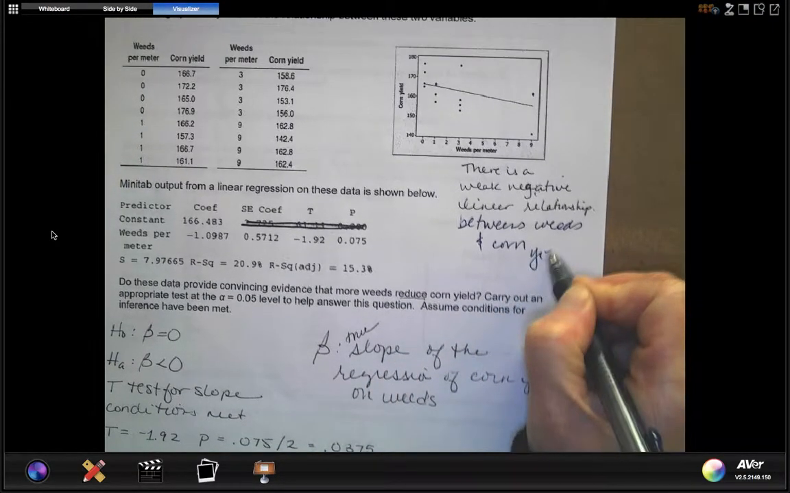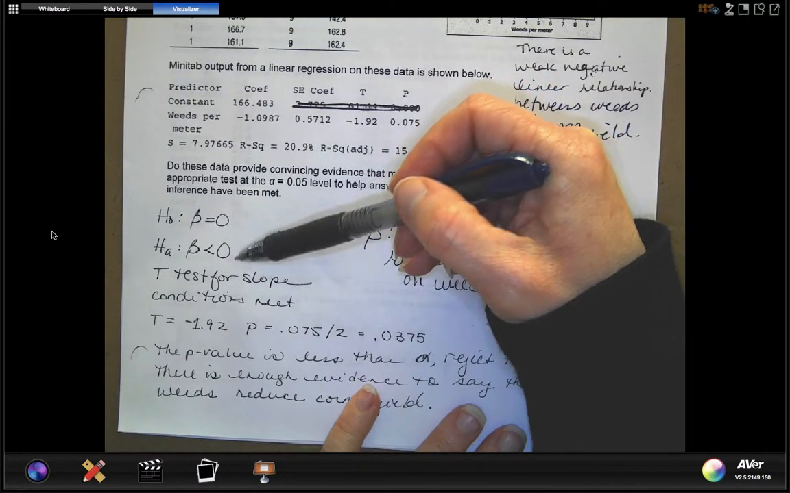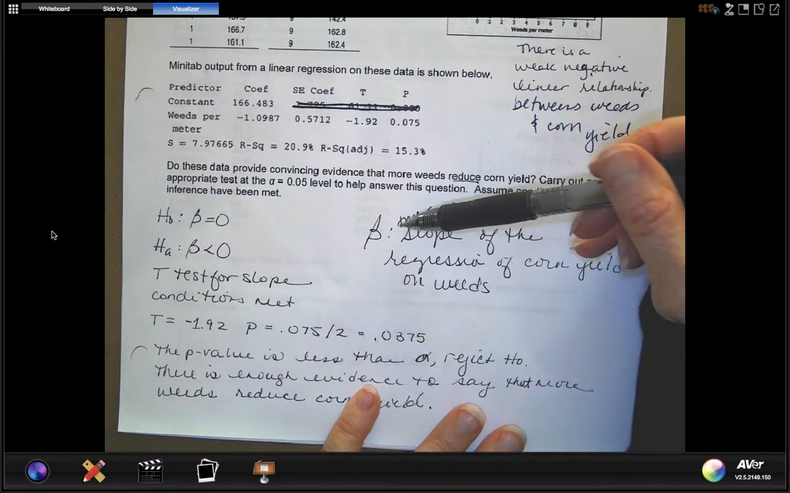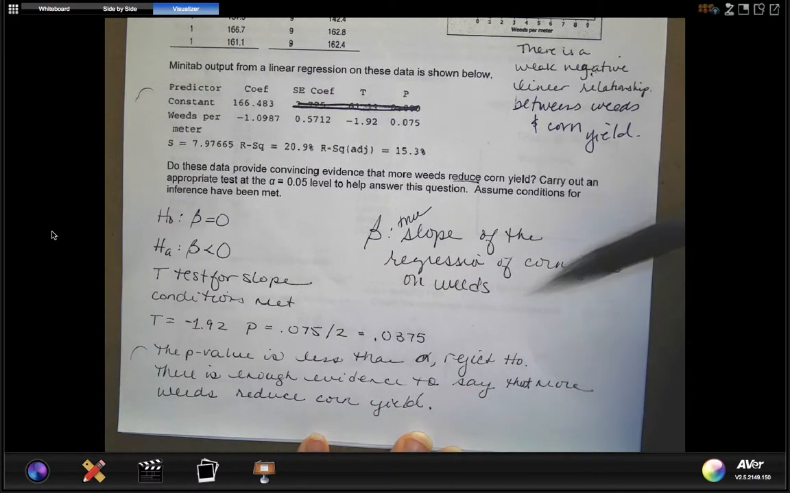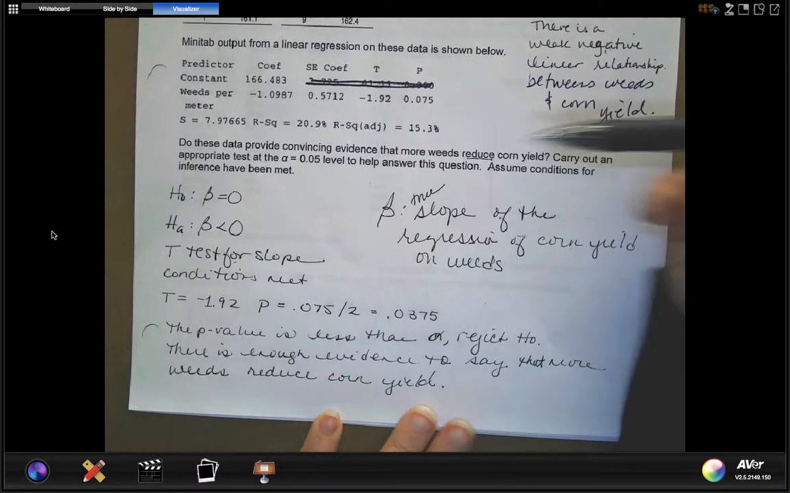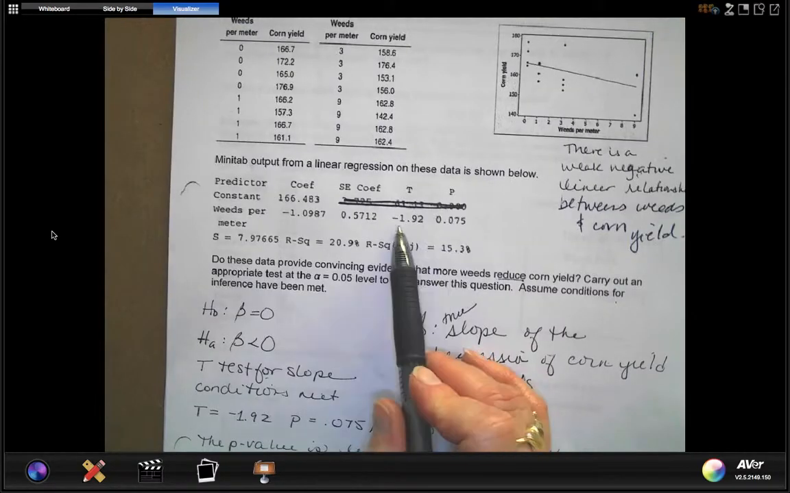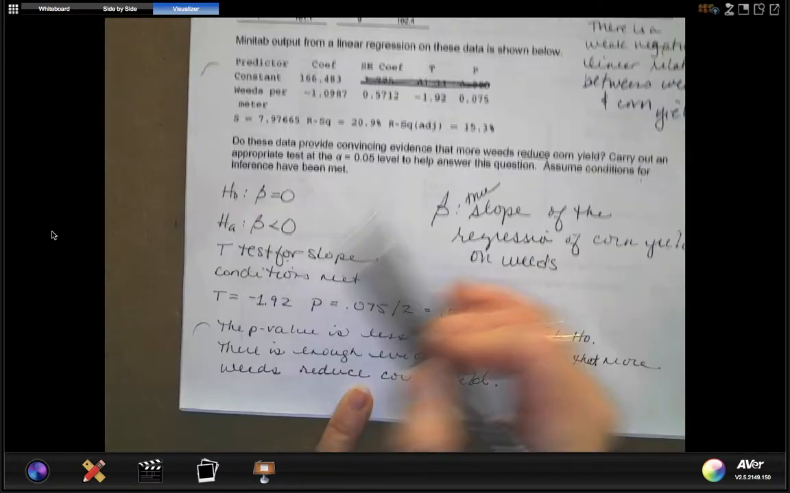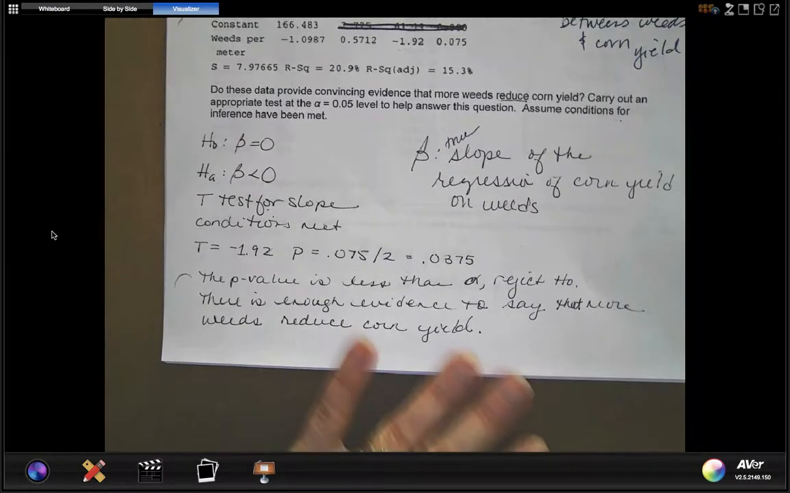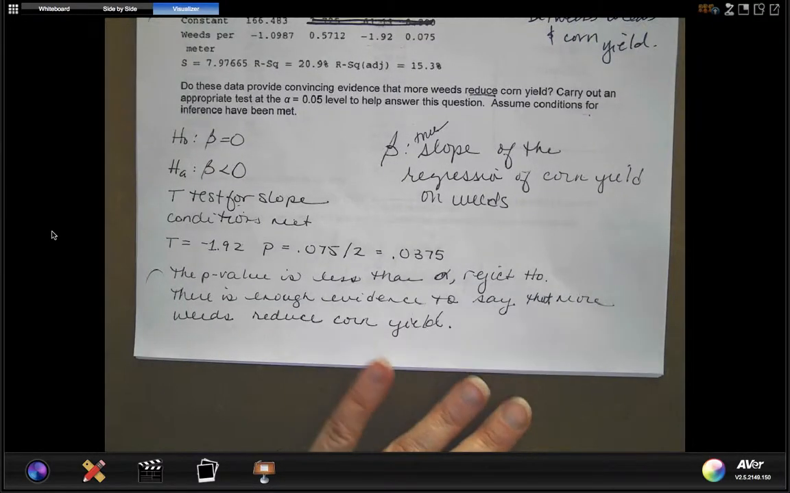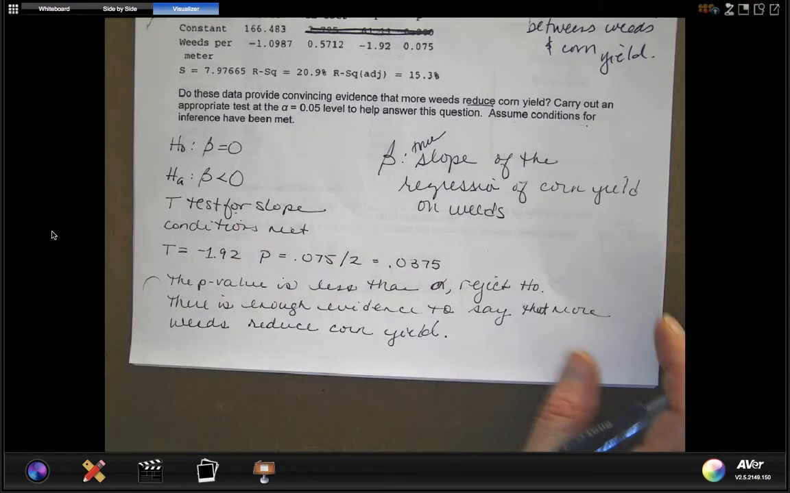Down below, you have your H0: beta is equal to 0, HA: beta is less than 0. Beta is the true slope of the regression of corn yield on weeds. Remember, it's always the y variable on the x. T-test for slope, it told me the conditions have been met. I just pulled both of these things out of the table. T, the p-value divided by 2. The p-value is less than alpha, reject H0. There is enough evidence to say that more weeds reduced corn yield.